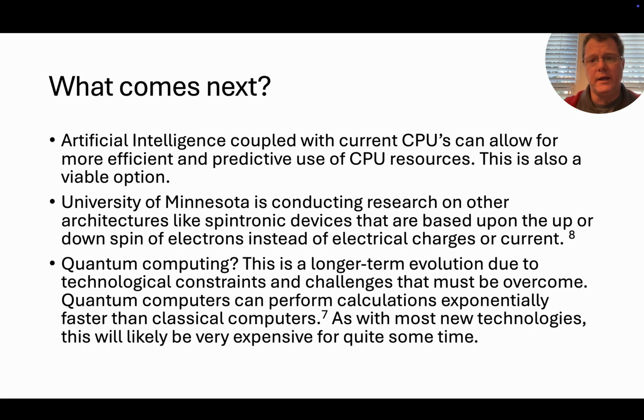So again, I think our short-term evolution is going to be AI and machine learning, more cores, and new materials. And that's where our CPUs will be going next.